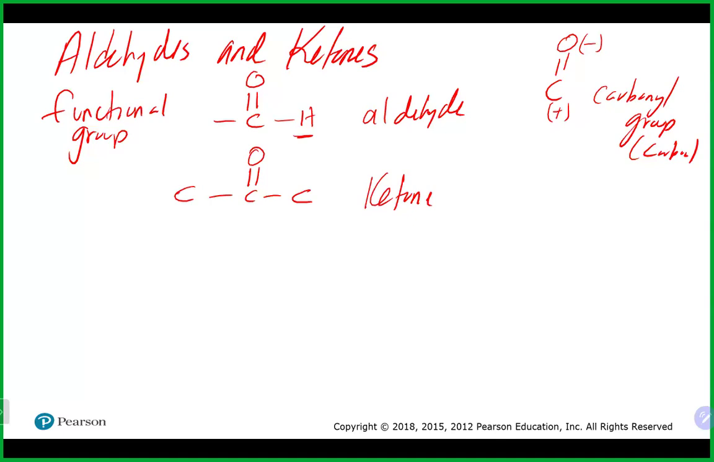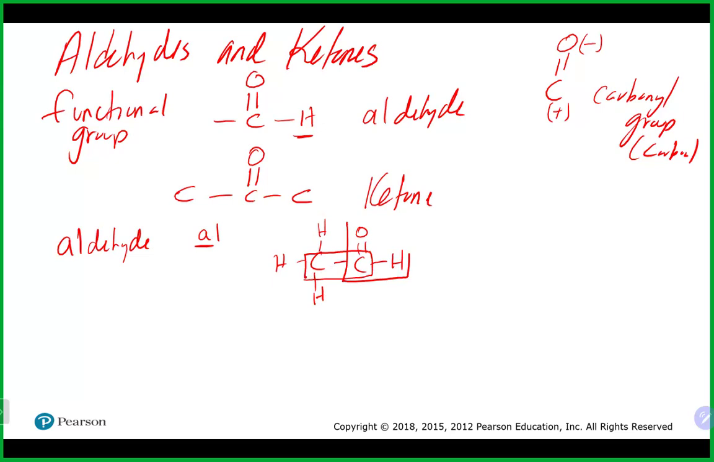Now, in terms of naming aldehydes, we basically will just drop the last part and replace it with an "al." So again, we had something like this. We are still looking for the longest carbon chain, which in this case is 2. It has the functional group as part of it, and that's going to be based off of ethane. That would then be ethanal, "al" at the end.